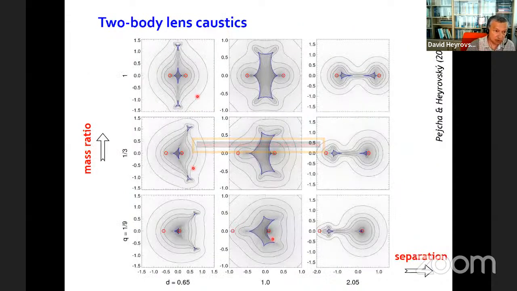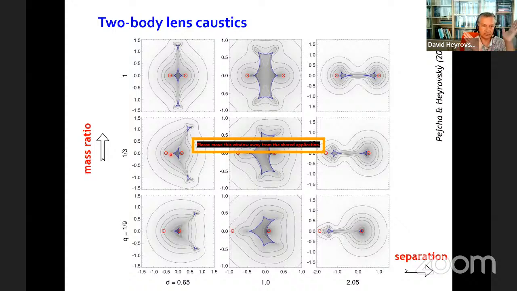And of course, you can do this for different mass ratios. So here, this was the equal mass case. Here it is a 1/3 mass ratio, and 1/9 mass ratio. And you see that independent of the mass ratio, you get the same types of caustics and critical curves. The only thing that differs is that you have the whole thing deformed away from the lower mass object.